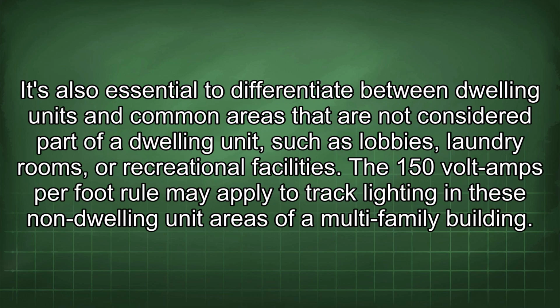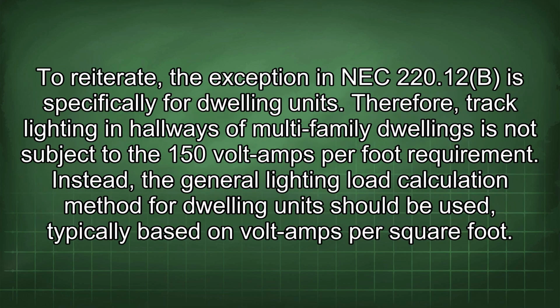This could lead to oversizing of feeders and service equipment, increasing costs without providing any additional safety. It's also essential to differentiate between dwelling units and common areas that are not considered part of a dwelling unit, such as lobbies, laundry rooms, or recreational facilities. The 150 volt amps per foot rule may apply to track lighting in these non-dwelling unit areas of a multi-family building.